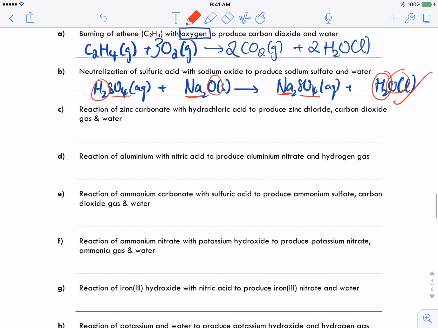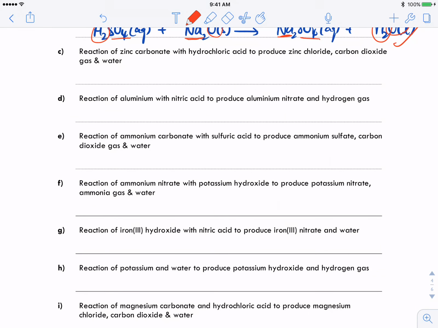Everything is balanced. Okay, next, 2C, reaction of zinc carbonate with hydrochloric acid to produce zinc chloride, carbon dioxide gas, and water. So zinc carbonate, let's think of what's the formula. Zn2+ with CO3 2-, so it's ZnCO3. Combining it with HCl, hydrochloric acid. Okay, I don't write the state symbols, if not you'll confuse. To give us zinc chloride, Zn is 2+, Cl is 1-, so ZnCl2. And carbon dioxide and water.